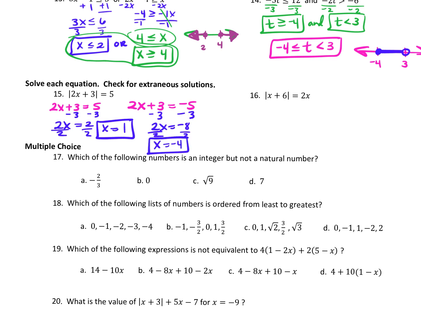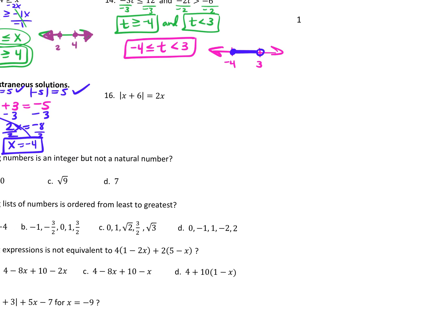Do you remember how you check for extraneous on these? You just plug them back in, right? So if I plug a 1 in here, 2 times 1 is 2, plus 3 is 5. So this is saying the absolute value of 5 equals 5. That checks out. Plug in a -4. So 2 times -4 is -8. -8 plus 5 is a -5. And if we take the absolute value of that, it is a +5. So those are good. No extraneous there.